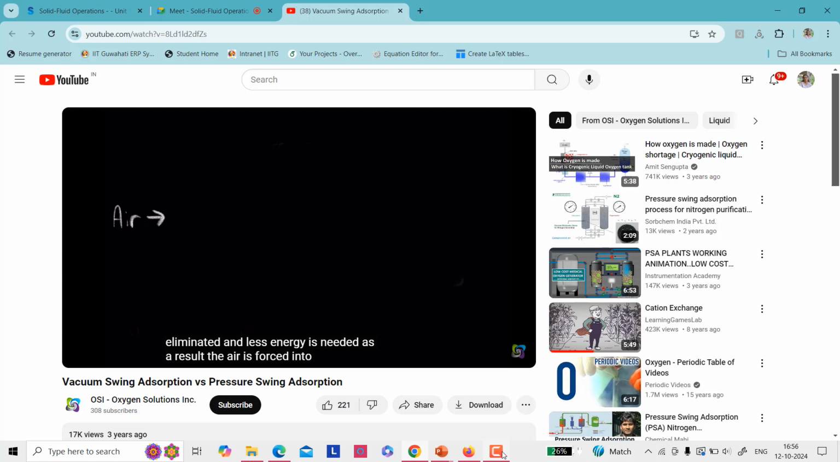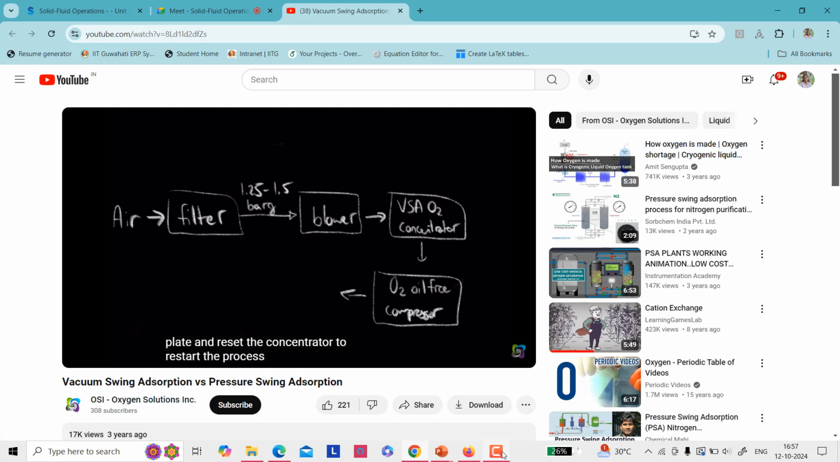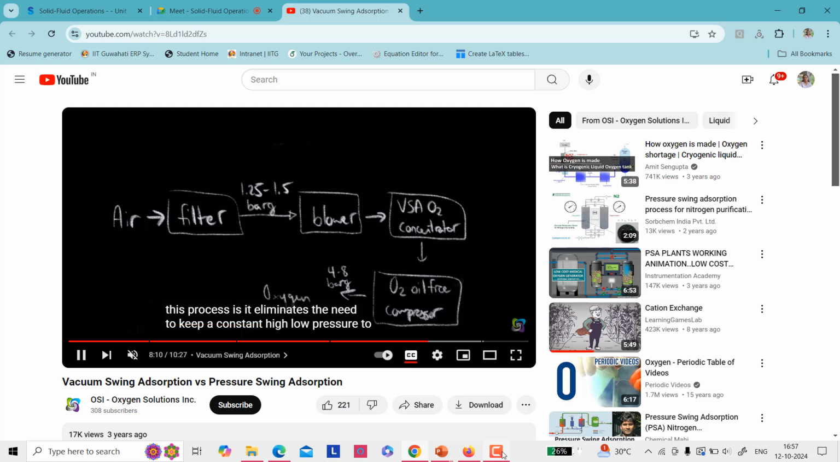The nitrogen will adhere to the zeolite and the oxygen will continue to pass through at this pressure. Once the oxygen has passed, a vacuum state will be created. The vacuum state will release all the nitrogen off the zeolite plate and reset the concentrator to restart the process. What's great about this process is it eliminates the need to keep a constant high pressure to produce the same quality of oxygen, which lowers overall operational and maintenance costs.